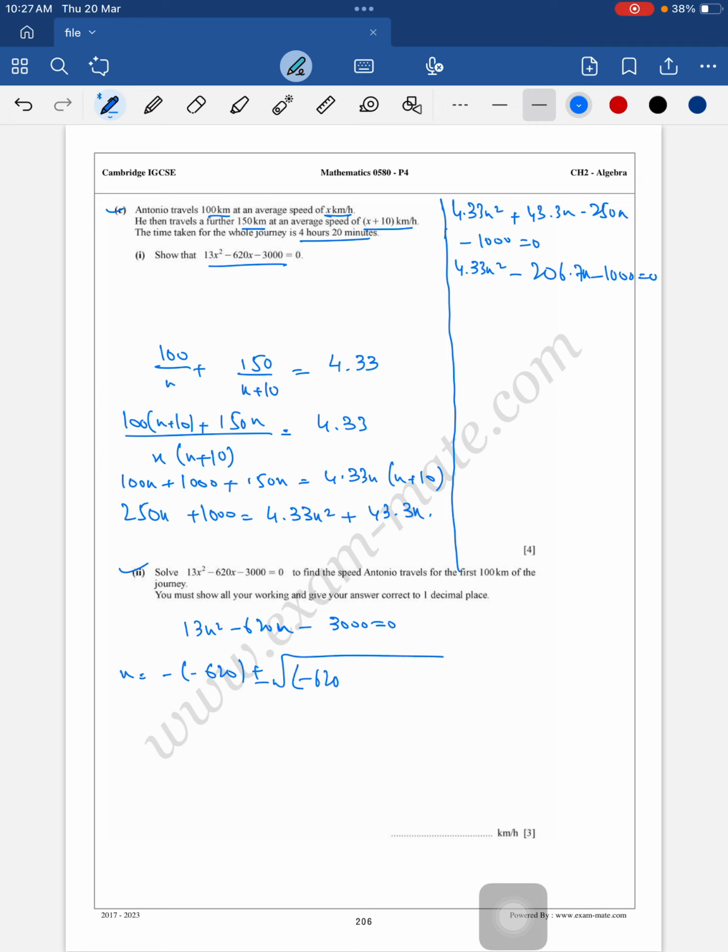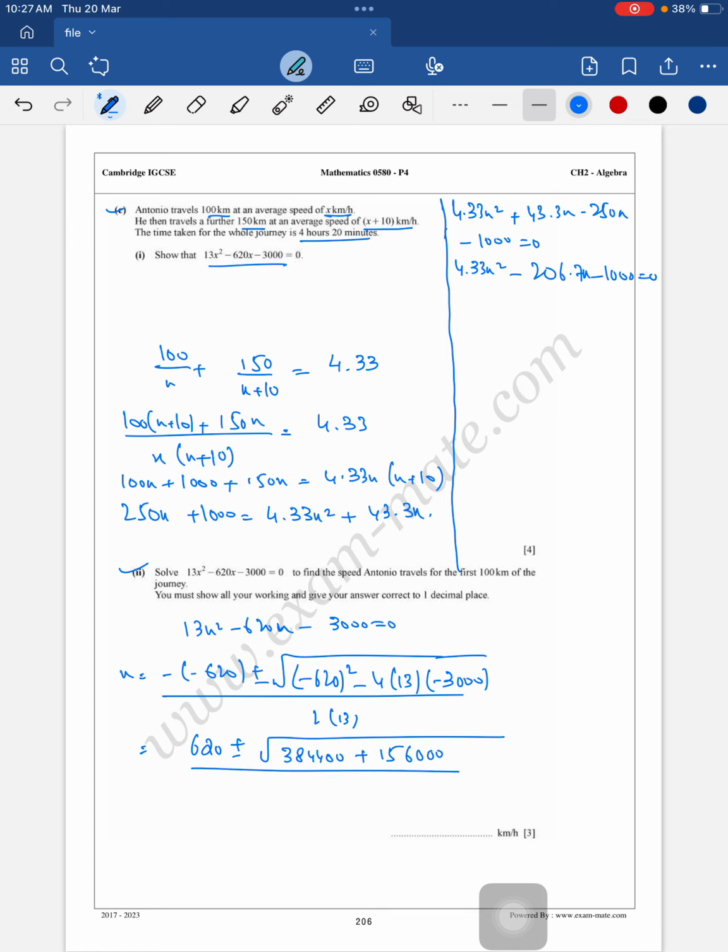B squared, that is minus 620 squared, minus 4a is 13, and c is minus 3000, upon 2a, 2a is 13, right? That will be 620 plus minus, we have 620 squared, that will be 384400, minus minus is plus, 4 into 13 into 3000, 156,000, upon 13 2s is 26, right?